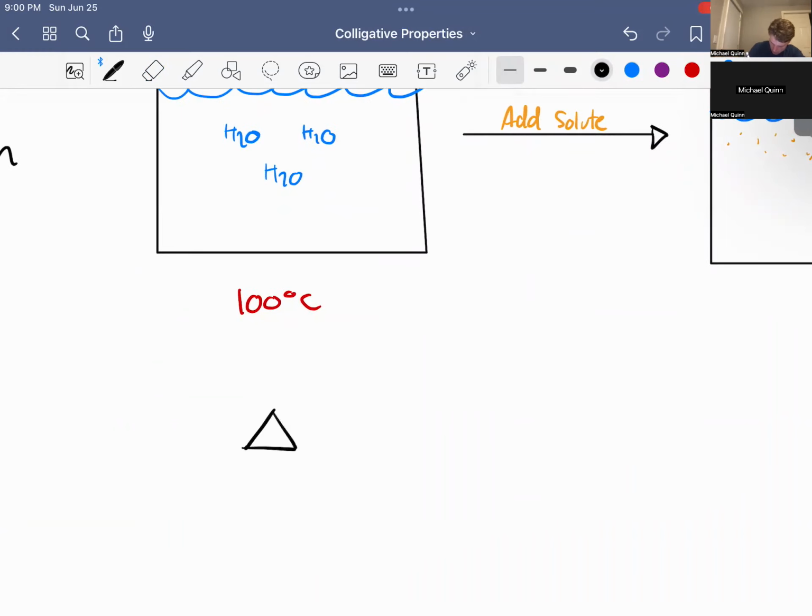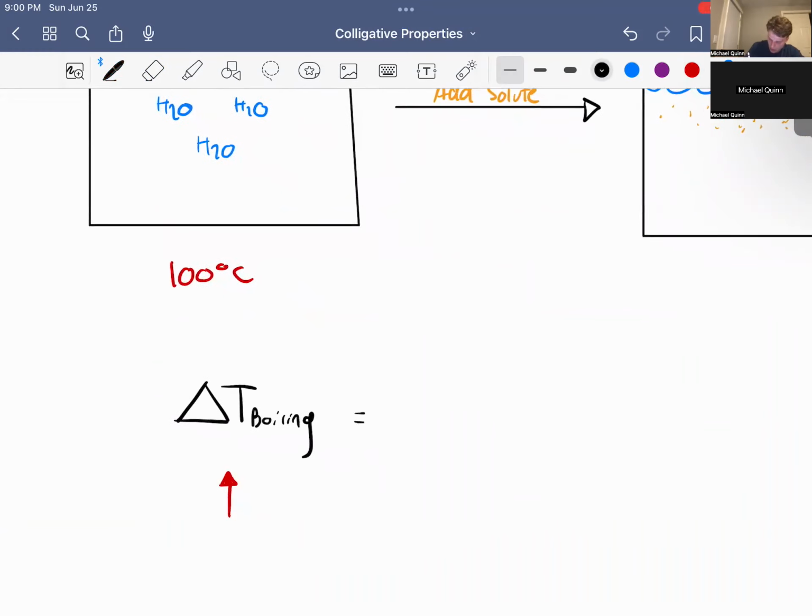It says the change in temperature boiling, so this is going to signify that we are going to go up. The change will be higher than our normal boiling point, is going to be equal to KB, which is the boiling point constant. We call this the boiling point elevation constant.